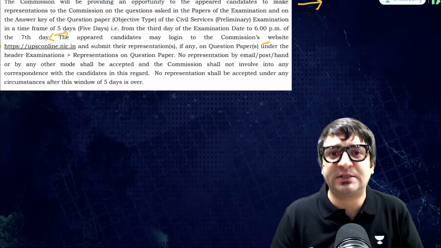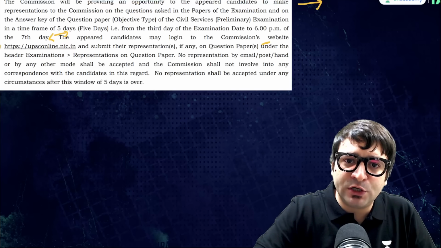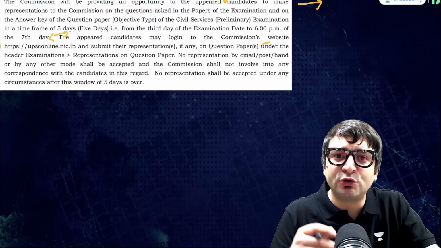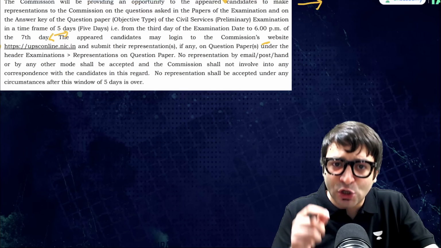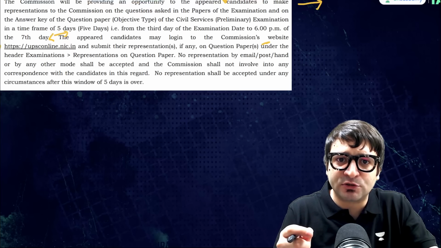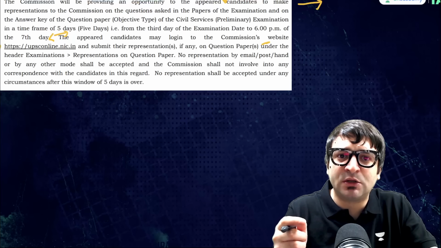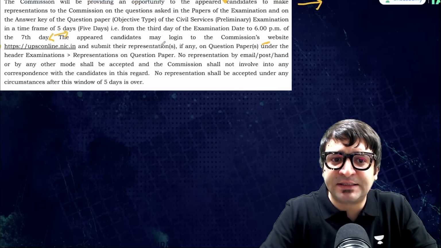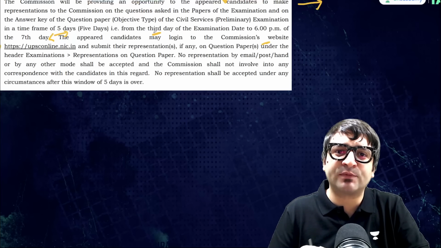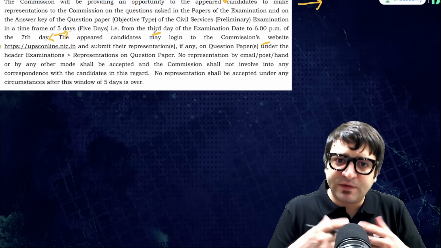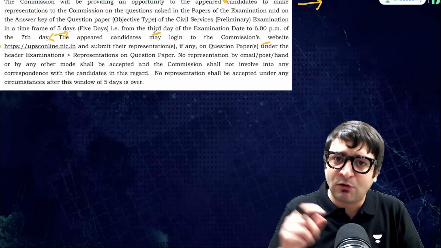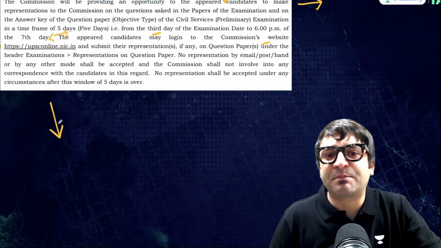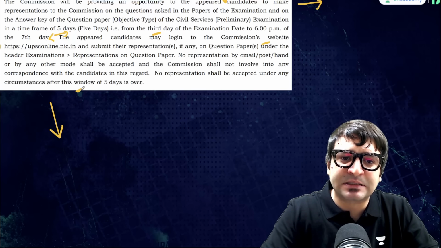But this opportunity will be available only to those who are appearing in this examination. So this opportunity will not be available to your teachers or someone else or your mentors. You have to make the representation to the UPSC that these are the issues with your answer key, and for 5 days you can submit. But 5 days from the third day of the examination, which means from the 26th of May, you will have to file this representation online on the UPSC website for the 5 days. After that, no representation will be accepted under any circumstance.